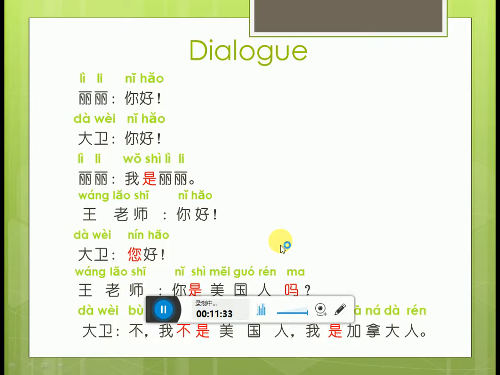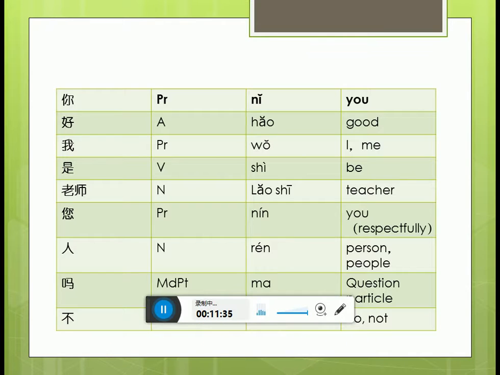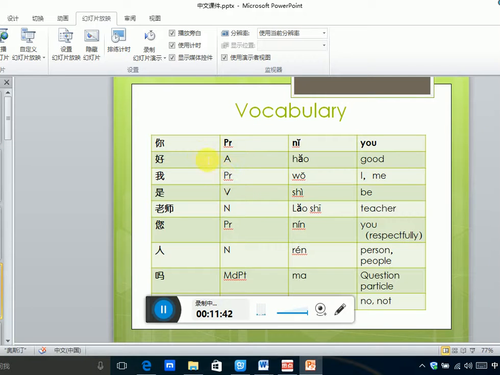After reading this dialogue, we're going to move on to the vocabularies. Okay, so for this, how many words are we going to have? So we got 1, 2, 3, 4, 5, 6, 7, 8, and 9.